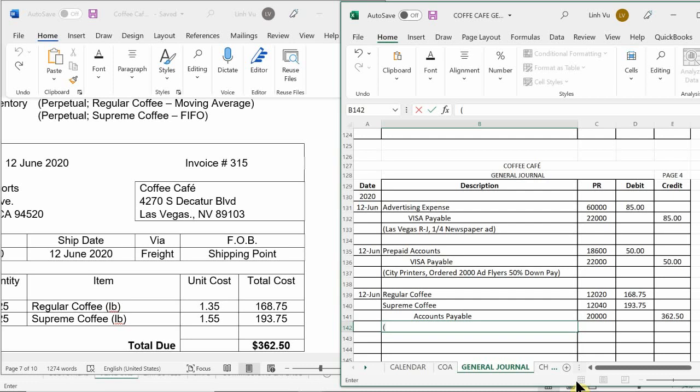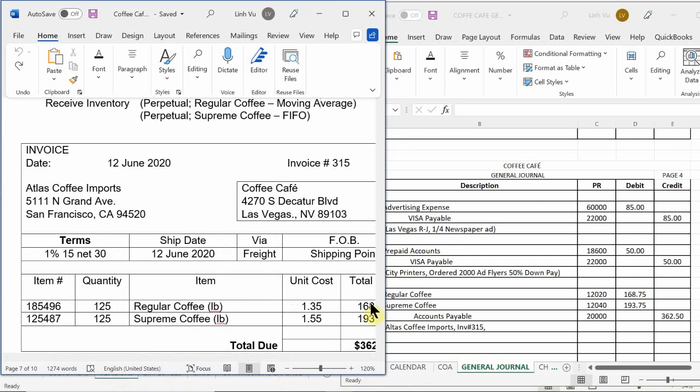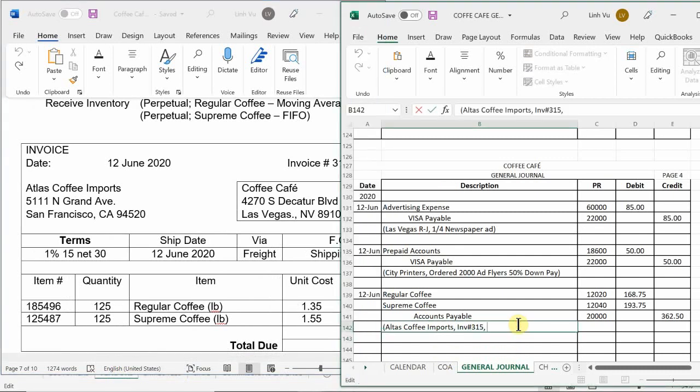And who did I receive this invoice from? From Atlas Coffee Imports, Atlas Coffee Imports for short. Invoice number 315. If the assumption is I'm not going to pay now, what are my terms? Was I given terms? Yes. Okay, so what is it? 1%, 15, net 30.